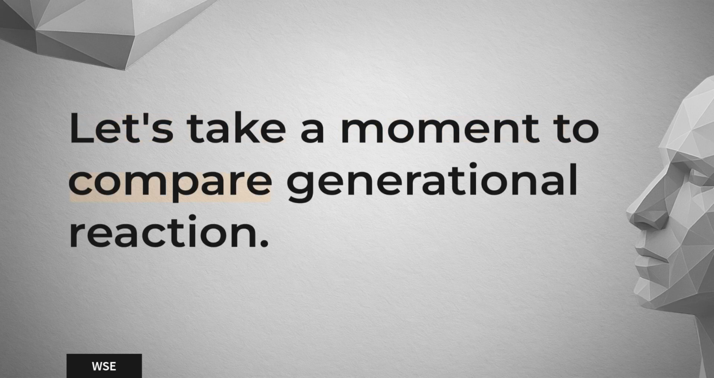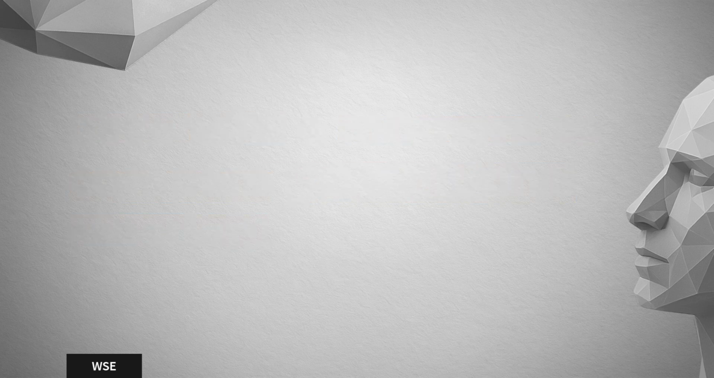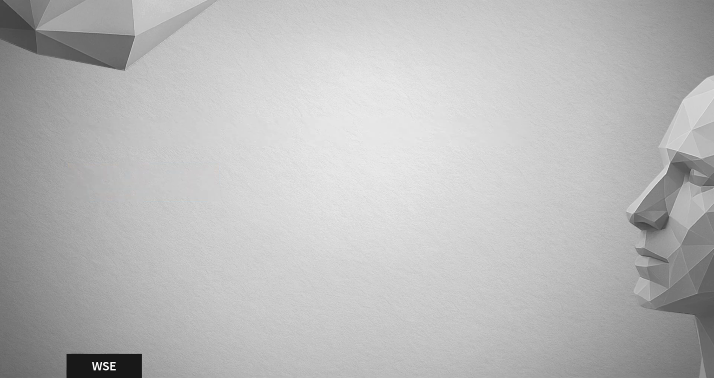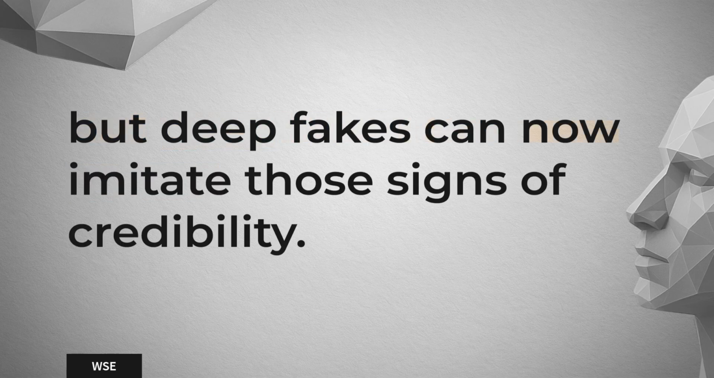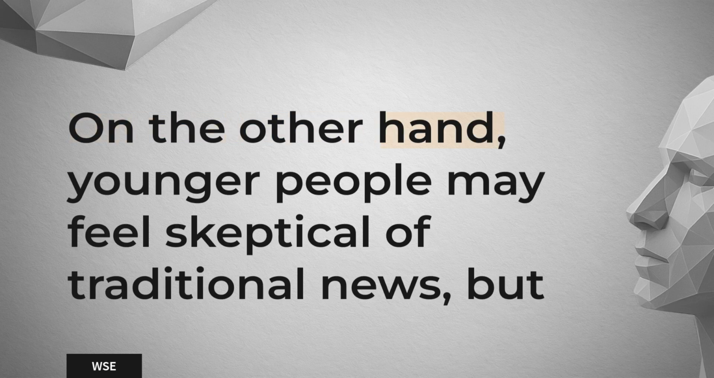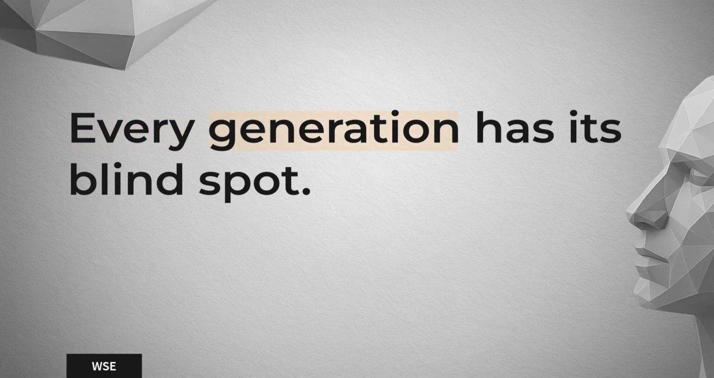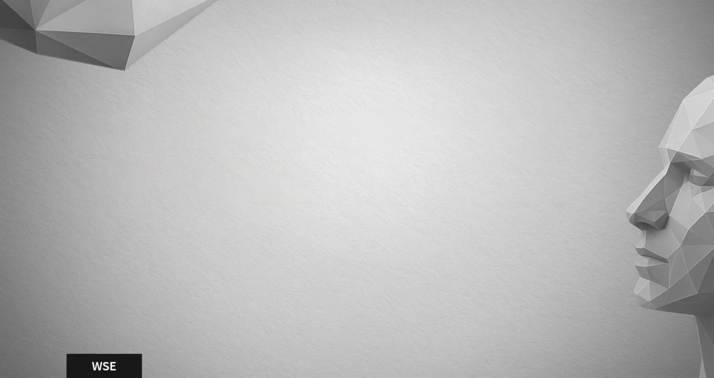Let's take a moment to compare generational reactions. Older adults, for instance, often trust traditional-looking information, like news headlines or serious voices. But deepfakes can now imitate those signs of credibility. On the other hand, younger people may feel skeptical of traditional news, but overly trust things that seem authentic, like a viral video or a casual podcast. Every generation has its blind spots.